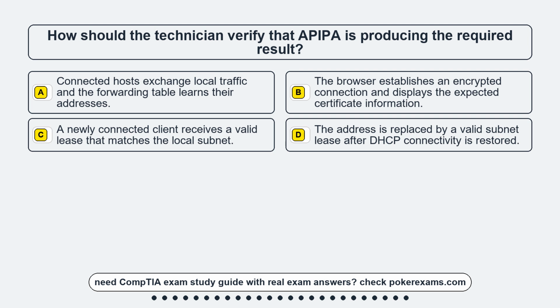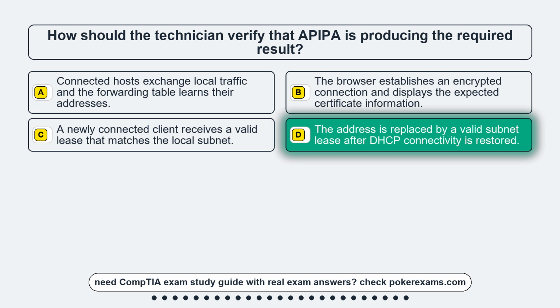Option A. Connected hosts exchange local traffic and the forwarding table learns their addresses. Option B. The browser establishes an encrypted connection and displays the expected certificate information. Option C. A newly connected client receives a valid lease that matches the local subnet. Option D. The address is replaced by a valid subnet lease after DHCP connectivity is restored. The correct answer is option D.